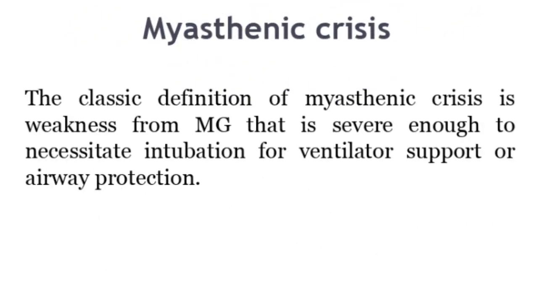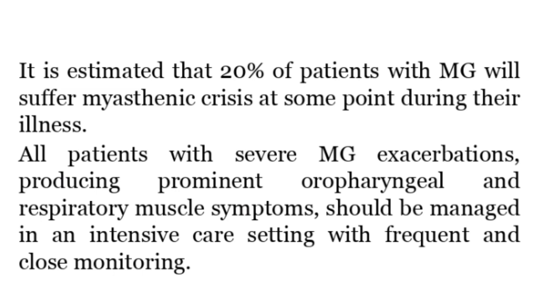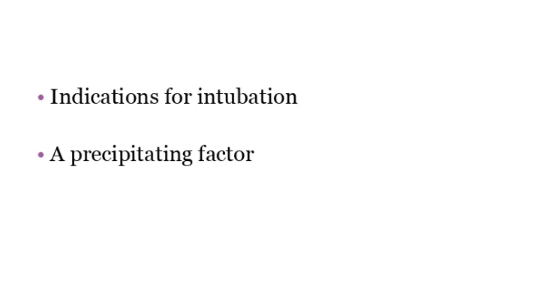Myasthenic crisis. The classical definition of myasthenic crisis is weakness from myasthenia gravis that is severe enough to necessitate intubation, ventilatory support, or airway protection. It is estimated that 20% of patients with myasthenia gravis will suffer myasthenic crisis at some point during their illness, and all patients with severe myasthenia exacerbations producing prominent oropharyngeal and respiratory muscle symptoms should be managed in an intensive care setting with frequent and close monitoring.